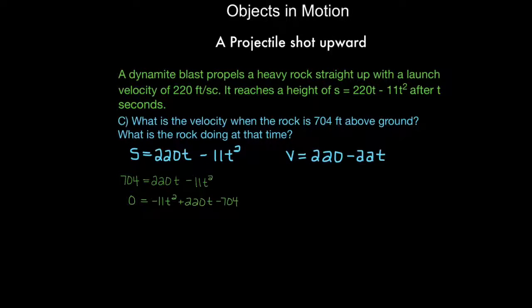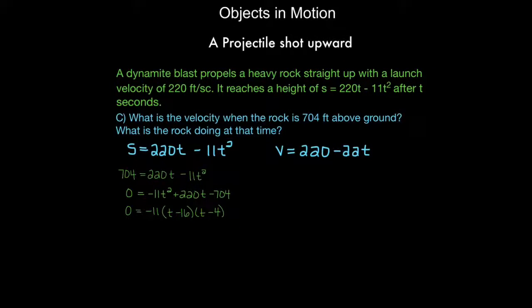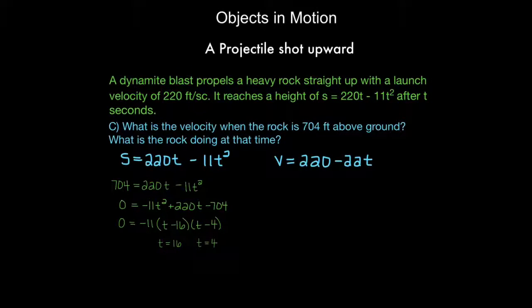I know that this factors nicely, so I'm going to go ahead and do that. But if you were to use the quadratic formula, your a value would be negative 11, b would be 220, and c would be negative 704. If I factor out a negative 11, I get a trinomial that factors nicely into t minus 16 and t minus 4, which means that I get 2 solutions, t equals 16 seconds and t equals 4 seconds.